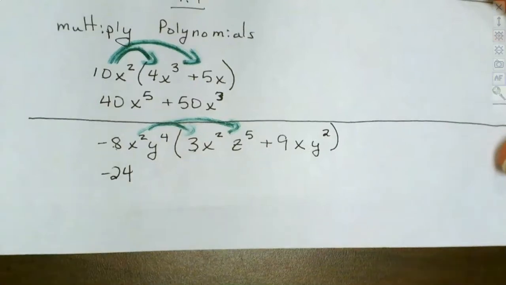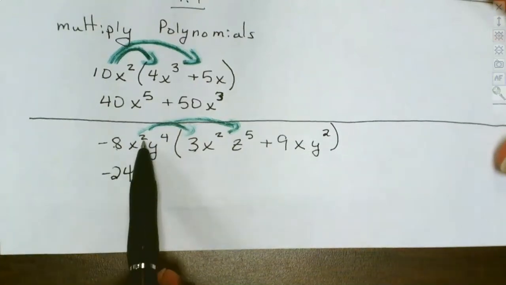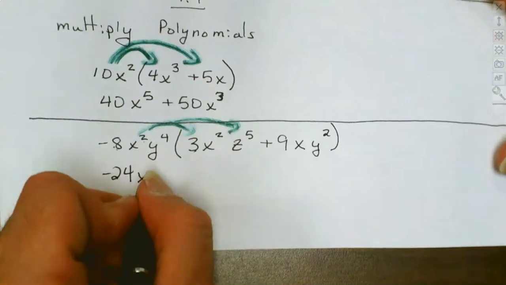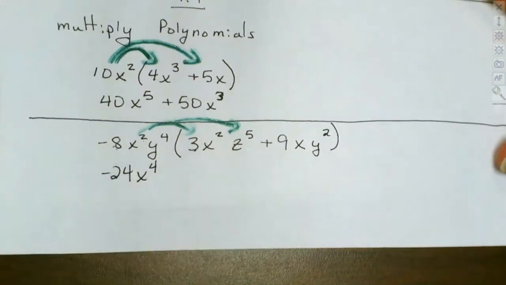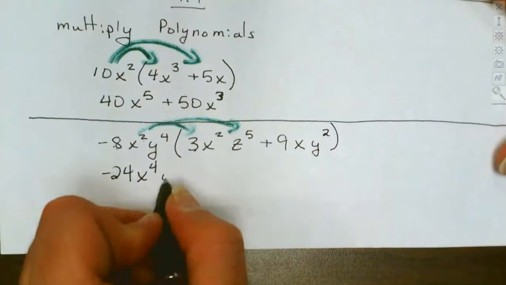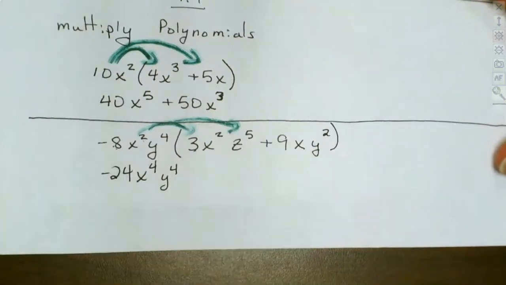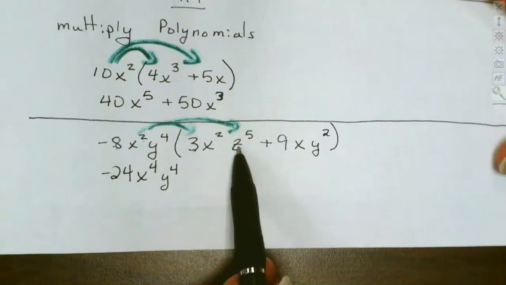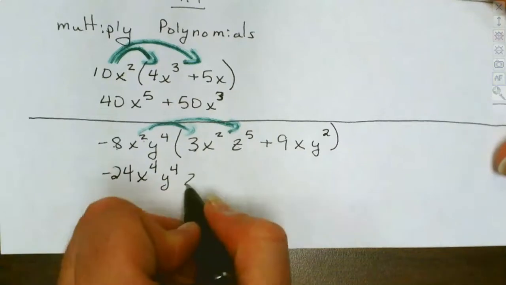How many x's do we have? 2, and 2 more make it x to the what? 4. Do we have any y's here to go with it? Nope. So that's just a y to the 4th, and it stays there. Do we have any other z's to go with that? Z to the 5th. Nope. So that just stays as a z to the 5th.